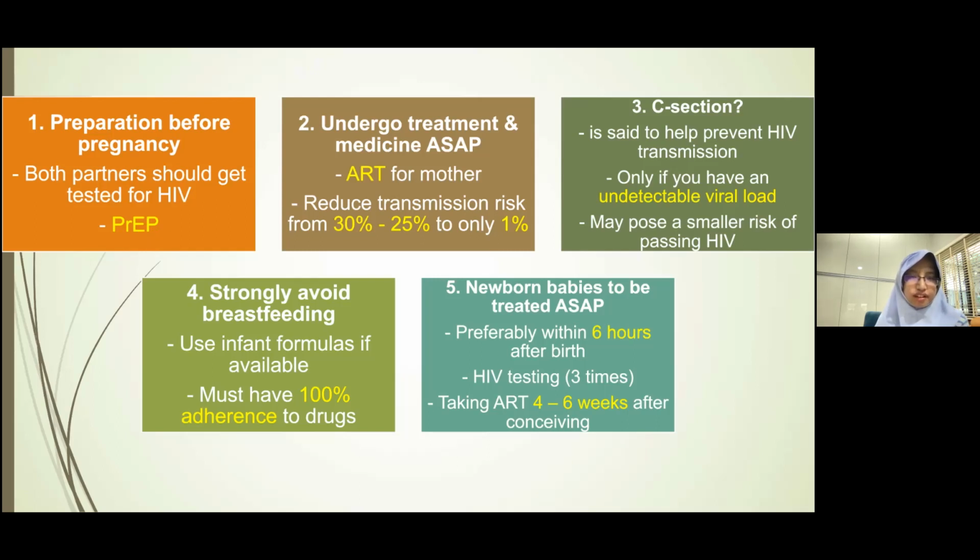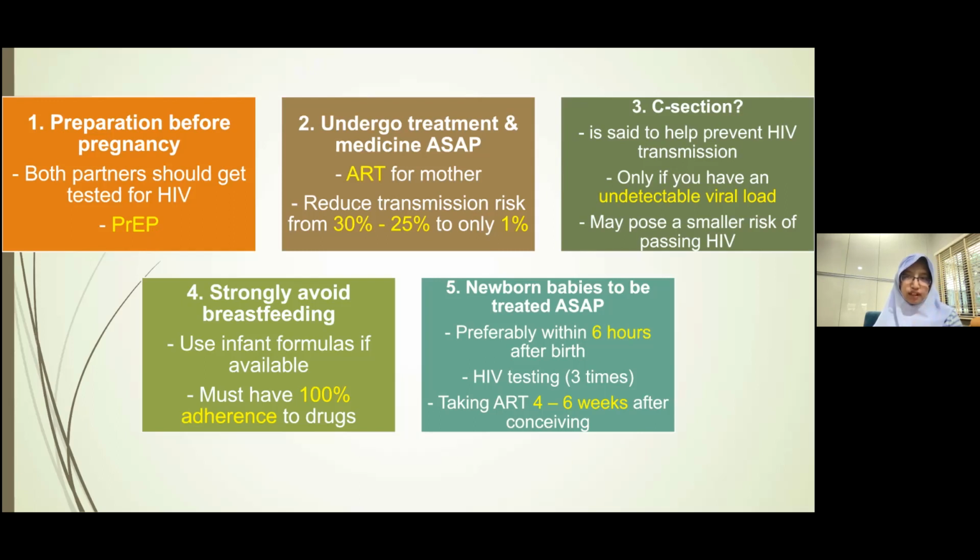So for the mother, when she takes ART, she can reduce the transmission risk to a child from previously 25 to 30% to only 1%. So her child will be at almost no risk. Okay, so this has to be followed up closely.